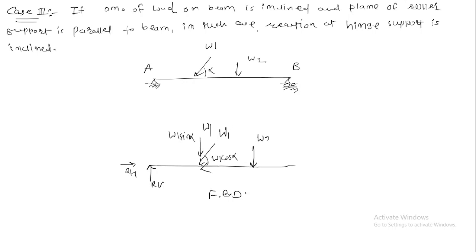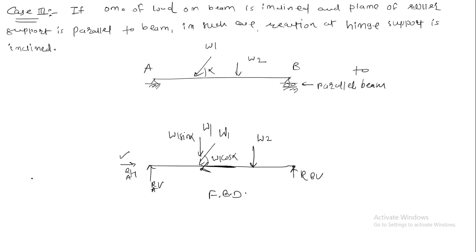Similarly, force W2 here is parallel to the beam, parallel to the surface of the beam. So only vertical reaction RB, vertical RA, horizontal RA. So this will be the free body diagram. Okay, so here RH will not be 0 because there is a horizontal force here. This is the horizontal force. Yes, so RH will not be 0.